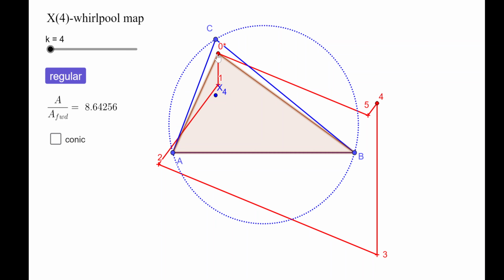Now you can see here that it lies on the line that is perpendicular to side AB, as expected, because an orthocenter is the intersection of three perpendiculars dropped onto the sides of the triangle. So the first application of this map is going to take me from 0 to 1 in a direction perpendicular to AB. Let's look at the second application.